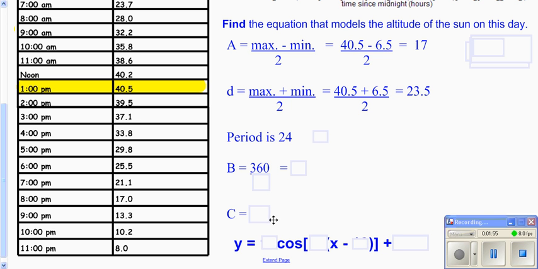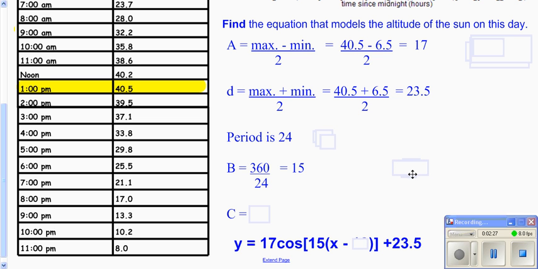Remember, your value for B is always your 360 or your 2 pi, whichever one you choose to use. In this case, it doesn't make a difference. 360 degrees divided by your period. So we divide those and we get our B value. So in writing your cosine function, you know your A value is 17. Your B value we just figured out is 15. Your D value is a positive 23.5.